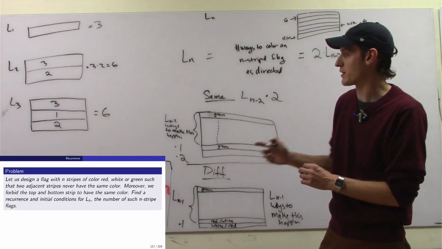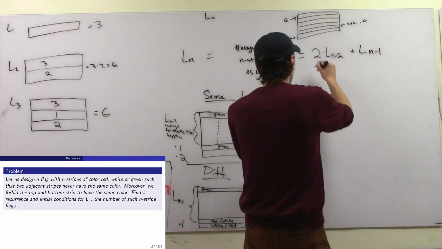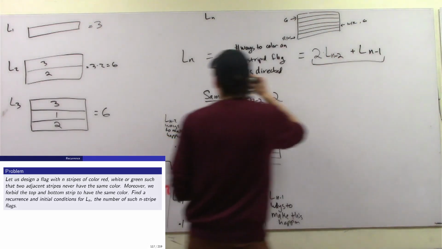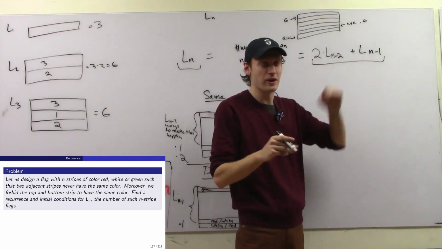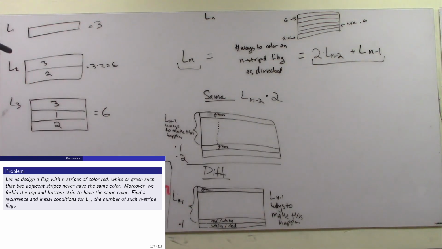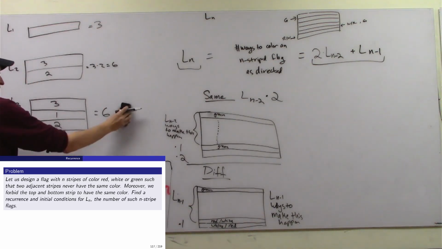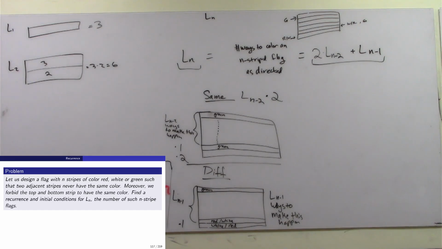Am I missing something with this? This is a little bit off, but this is definitely the recurrence right here: L sub n equals 2 times L sub n minus 2 plus L sub n minus 1. I think I might have gotten a little bogged down in this one right here. This count might be wrong, but we'll just ignore it. Pretend it never happened. Perhaps someone could figure that one out for me, see where I was led astray.